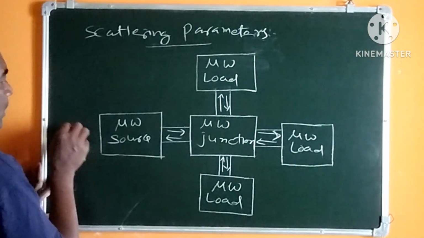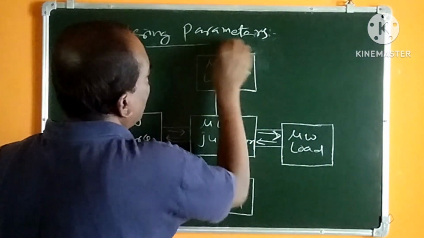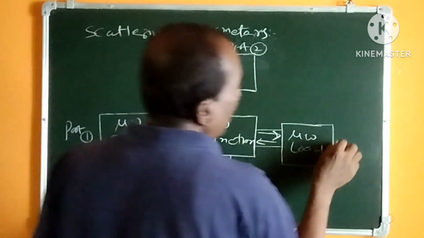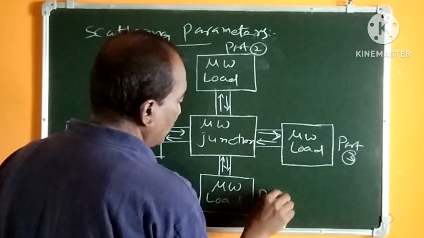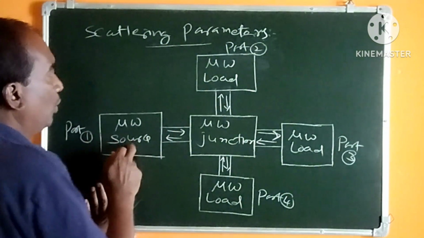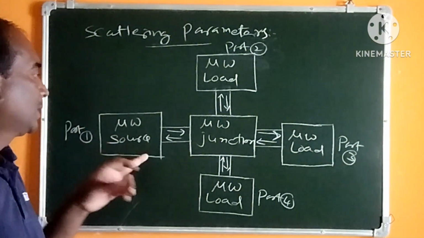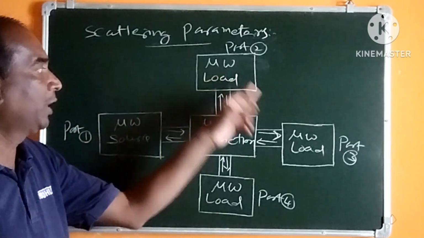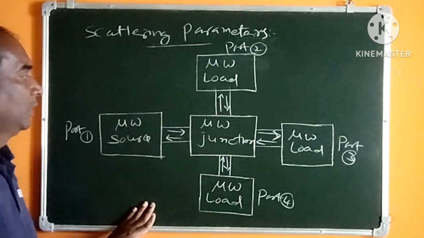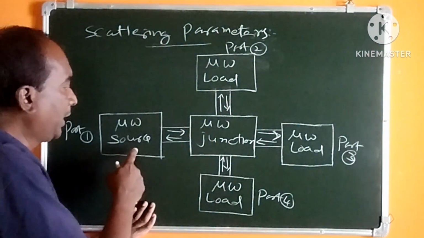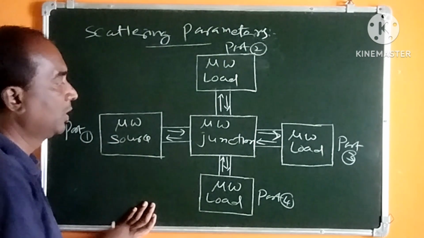Let me consider this as port 1, this as port 2, this one port 3 and this one port 4. It contains a microwave source, and the microwave loads are connected with the microwave junction. For example, port 1 is connected with the microwave source.